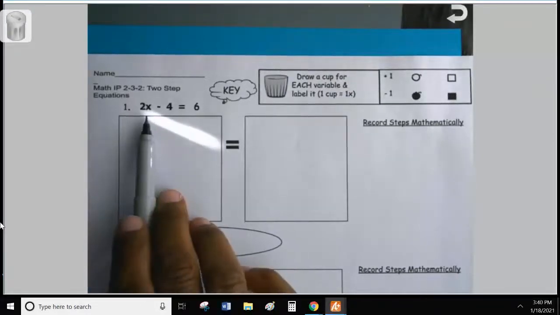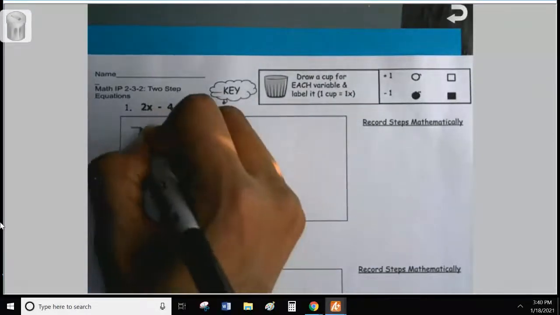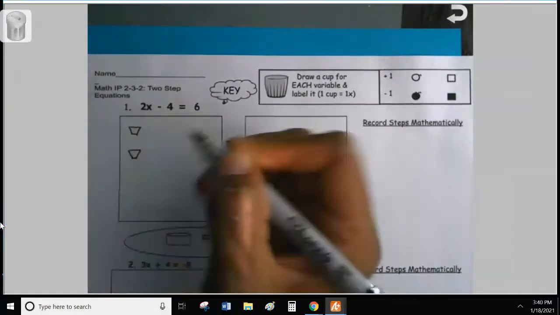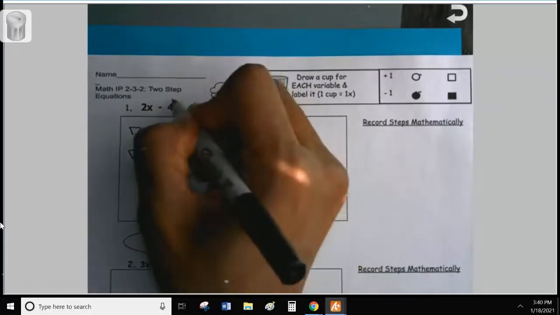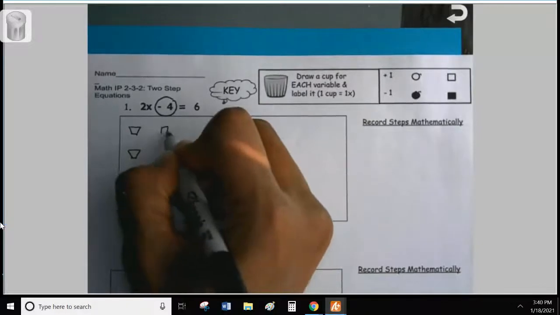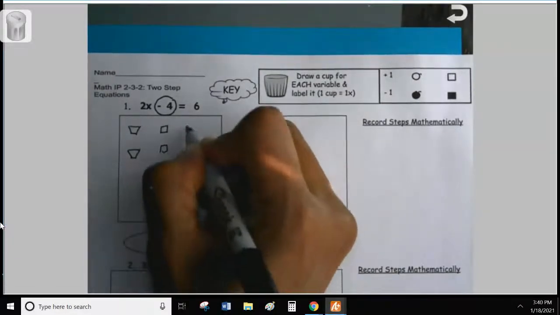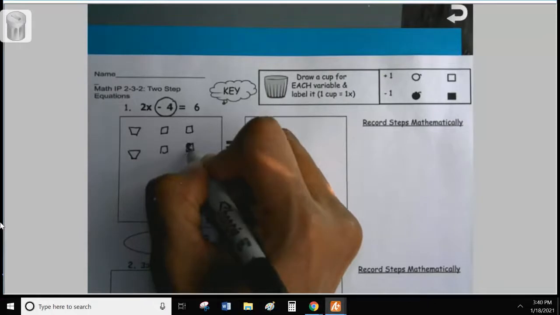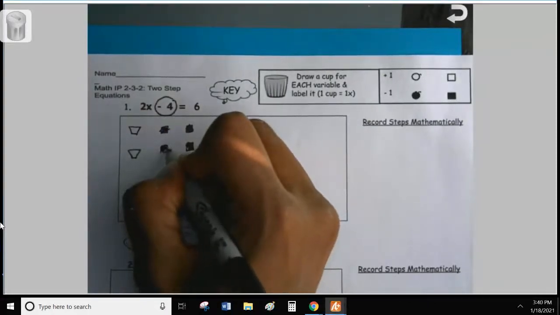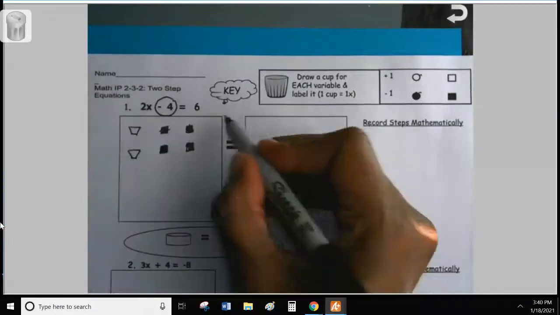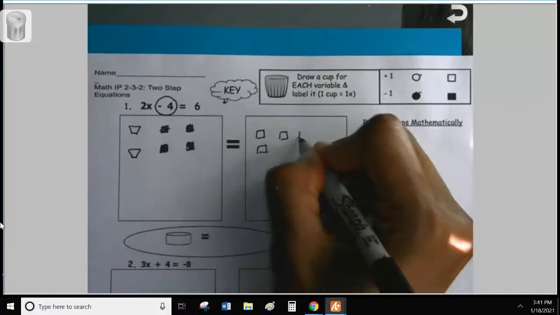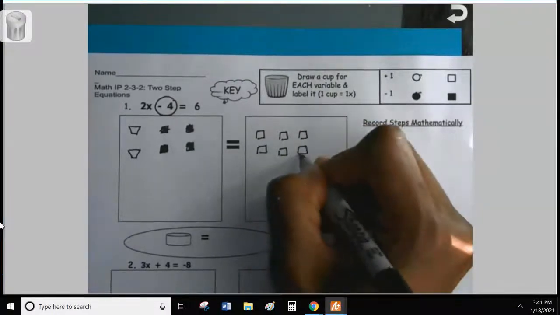So I have 2 x's, so I'm going to draw 2 cups, and I'm just going to draw little trapezoids to represent my cups. And then I have a minus 4. Remember, you take the number and the sign in front. So I'm going to draw squares, 4 of them, and shade them in to represent negative 4. And then on this side, I'm going to draw 6 squares to represent my positive 6.